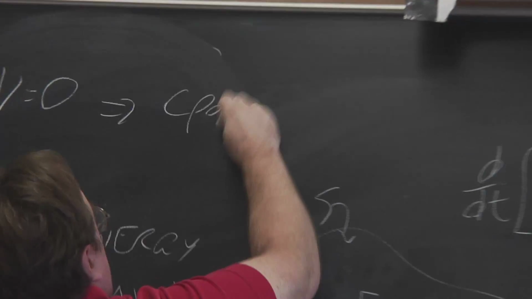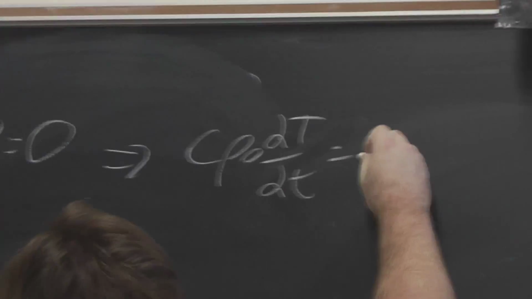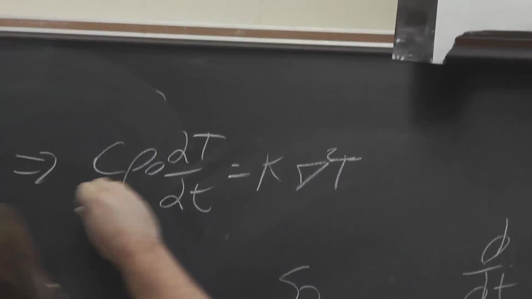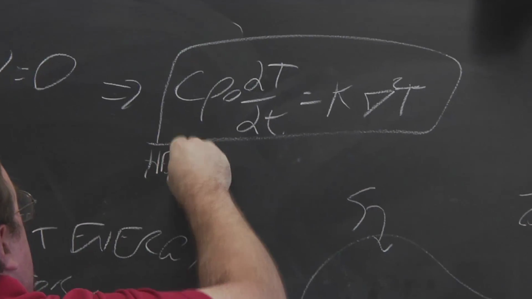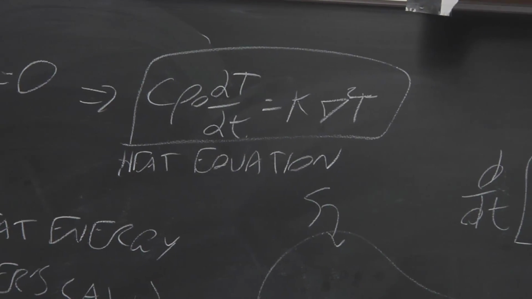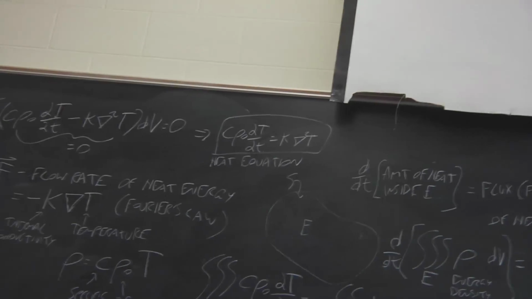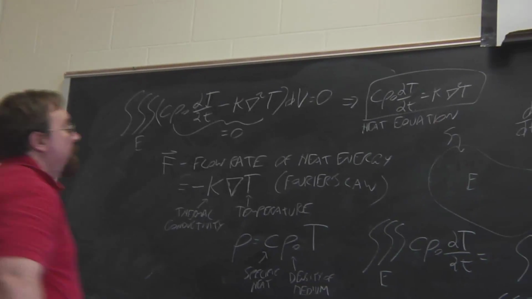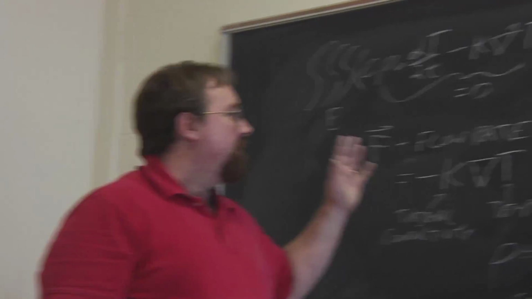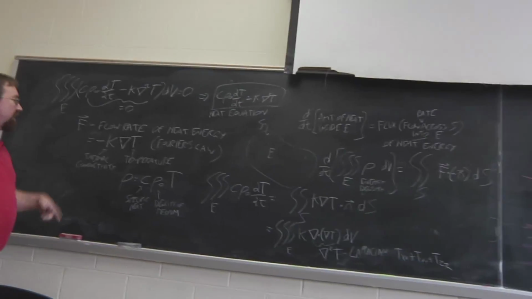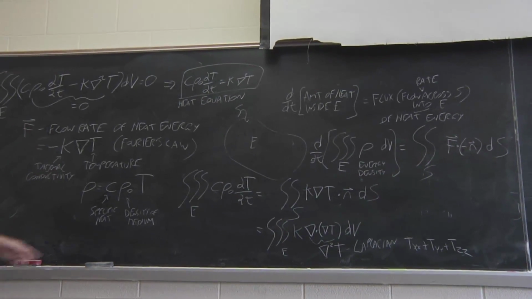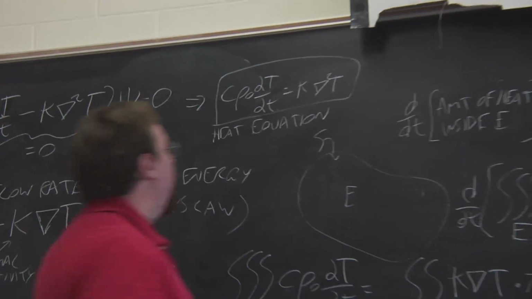c naught dT/dt is equal to K Laplacian of the temperature, and this is called the heat equation. One of the most important partial differential equations in all applied mathematics, something that I've dealt with from time to time in my own research, and it all comes from a basic conservation principle and various laws such as Fourier's law that relate quantities such as flow rate of heat energy to temperature. So temperature is really what you would be solving for.